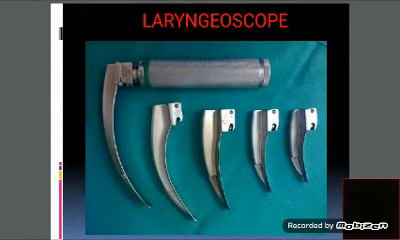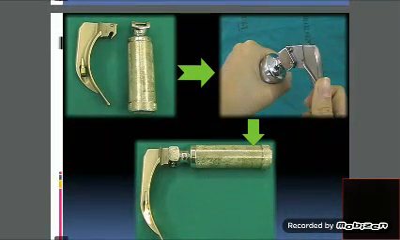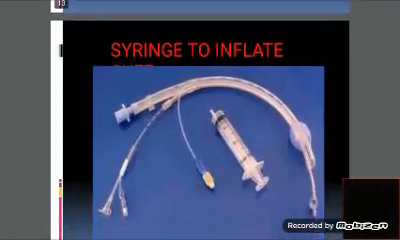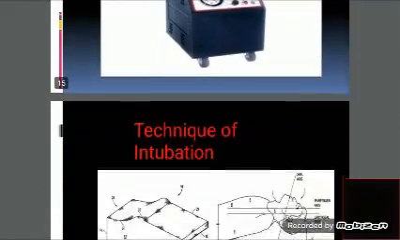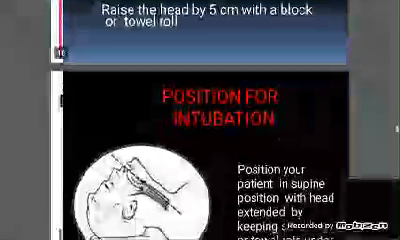Now this is the picture of the laryngoscope, which consists of the handle, lights and the blades. This is how we need to fix the laryngoscope. Then the Magill forceps, syringe to inflate the balloon, suction apparatus. Techniques of intubation: we need to raise the head of the patient at least 5 cm with a block or towel or the pillow of the patient.